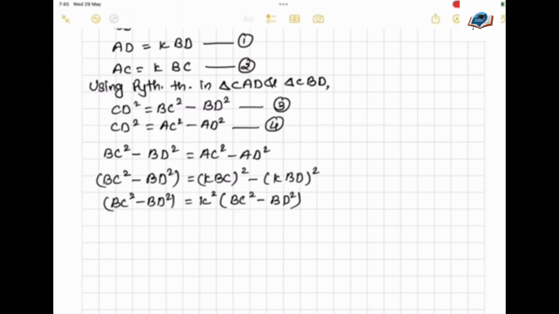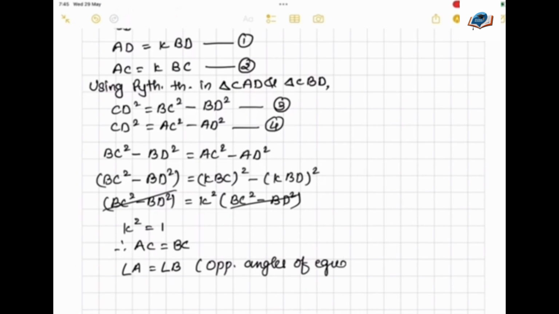Now on both sides I have got BC square minus BD square. So if I can cut that, let me cut that. So I can say K square equals 1. So therefore AC equals BC. So if AC equals BC, then angle A equals angle B, because opposite angles of equal sides are equal.